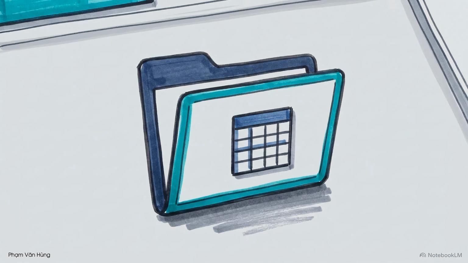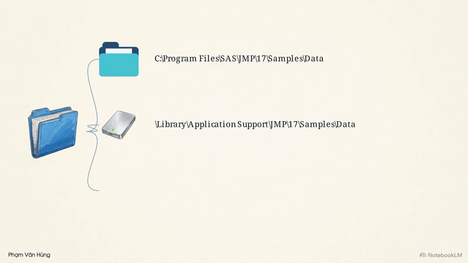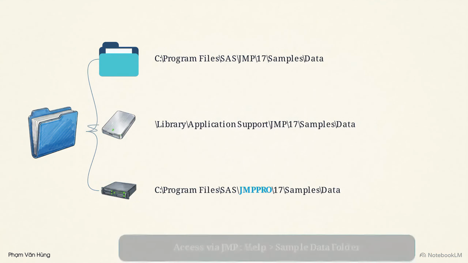To practice these concepts, you need the Sample Data folder. Every example in the JMP documentation suite relies on these specific preloaded datasets. This maps out exactly where those files live. On Windows, they are in the Program Files SAS directory. On macOS, check the Application Support library. If running JMP Pro, the files are stored in a dedicated JMP Pro directory.